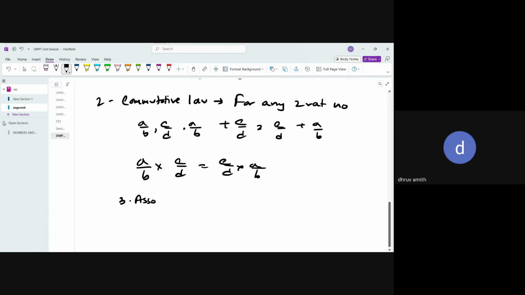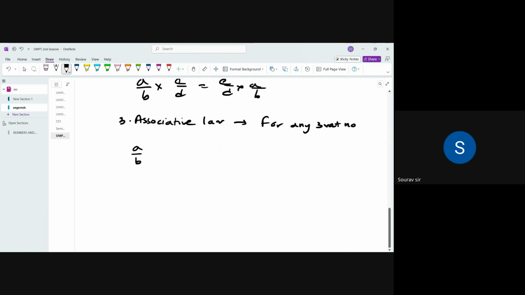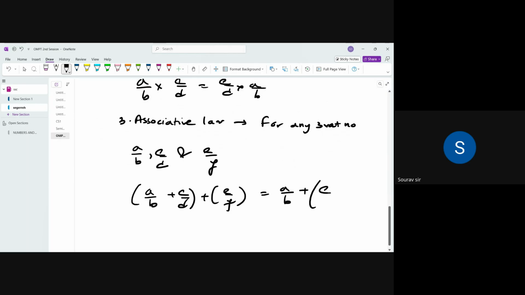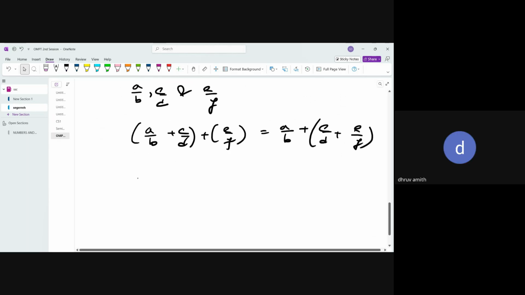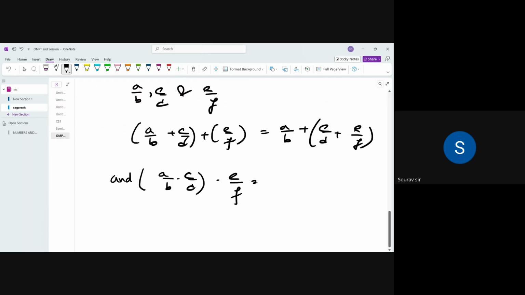Third, associative law. What is associative law? For any three rational numbers, say a by b, c by d, and e by f, a by b plus c by d plus e by f is equal to a by b plus the other two together. Just the way I told you, a plus b equal to b plus c. Same for multiplication also. Whatever the formula for plus, that is the formula for multiplication: a by b, c by d, e by f.